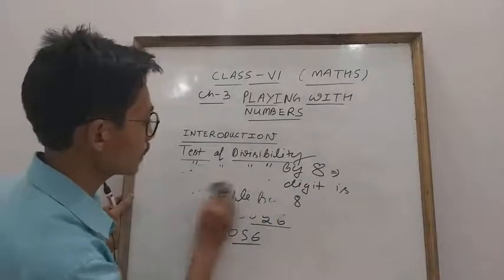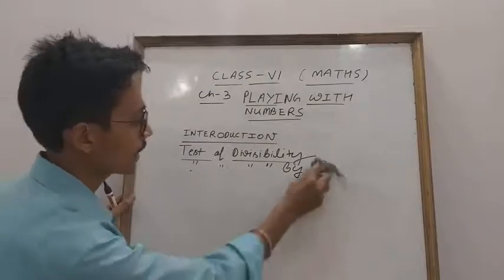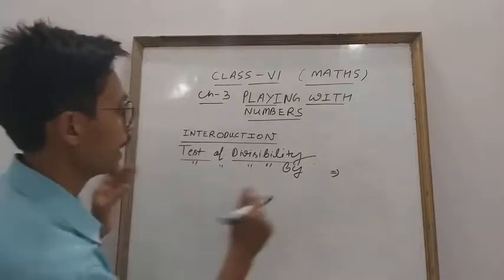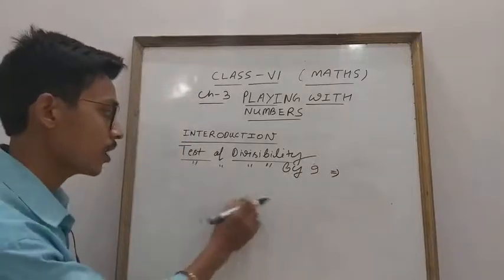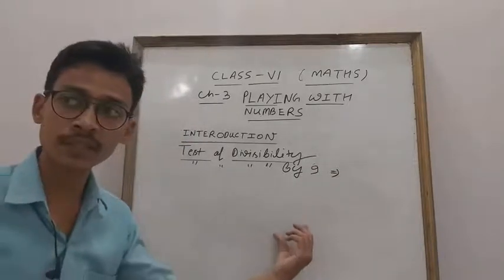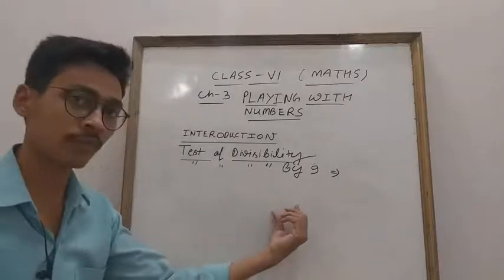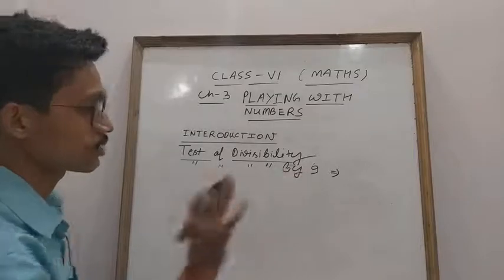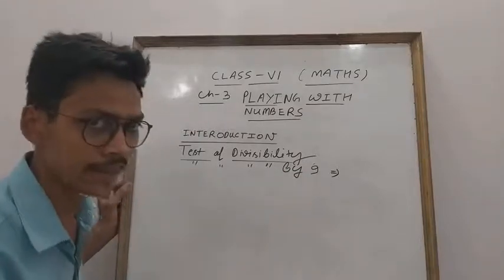Now student, what is the test of divisibility by 9? So 9, student, is the same as 3. Just as in 3, in 9 also we will add the sum of the digits. If the sum of the digits is divisible by 9, then the number is divisible by 9. Clear student? So this is the test of divisibility by 9, same as 3.